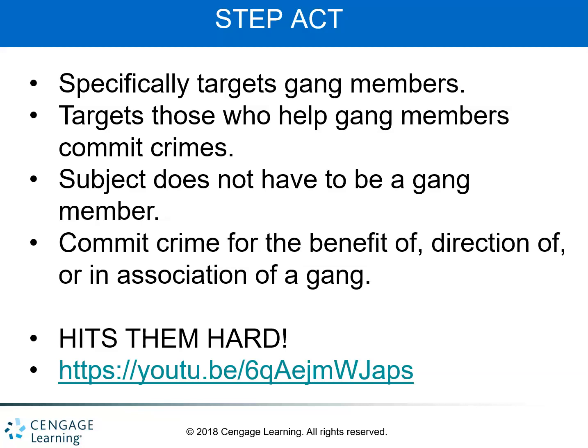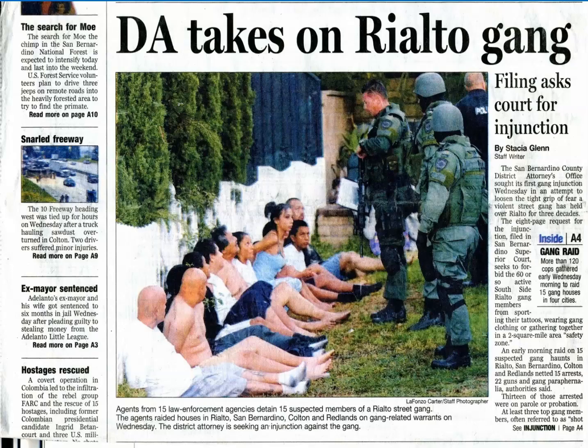It targets those who help gang members commit crimes. And the person doesn't have to be a gang member if they're assisting a gang member in a crime. So if you commit a crime for the benefit of, the direction of, or in association with a gang, there is an enhancement. And that's typically the STEP Act. There's a video that you can watch, but it hits them a little bit harder.